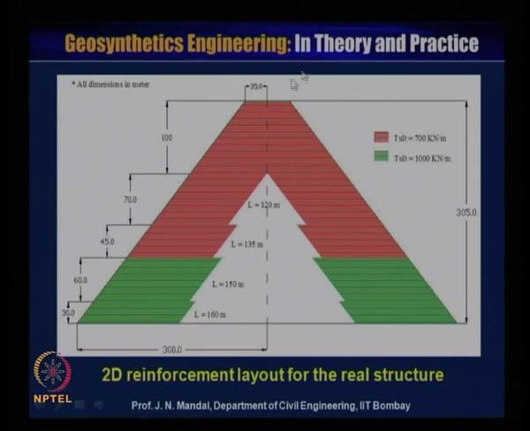And the spacing is kept constant; the spacing is 1 meter. So, you can see very high strength of the geogrid at the base and lower strength of the geogrid at the top. The width is about 600 meters, the height of this structure is about 305 meters, and this width is about 75 meters.